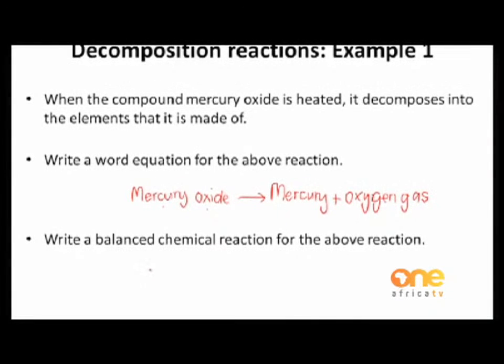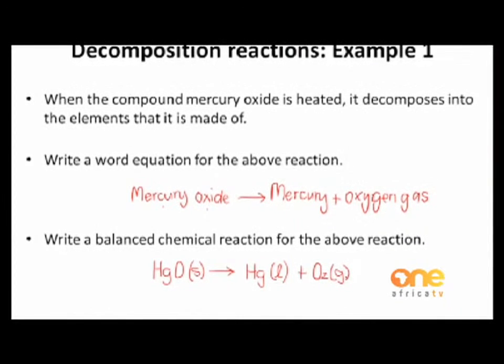Okay, to write the chemical reaction, we have to write down the formula for mercury oxide. The symbol for mercury is Hg, and the symbol for oxygen is O. And you might not know this, but it is a solid. If it decomposes into its elements, which is mercury, and hopefully you know that mercury is one of only 2 liquids on the periodic table, and oxygen gas, again it's a diatomic gas, and we have a G there.